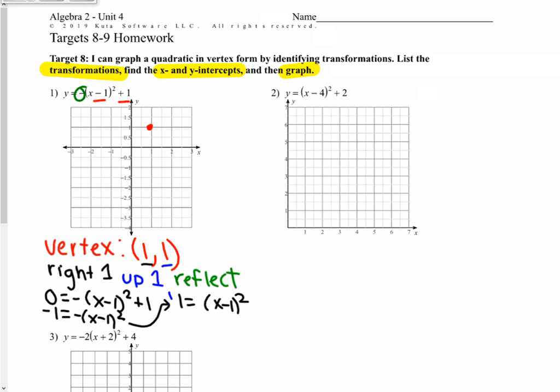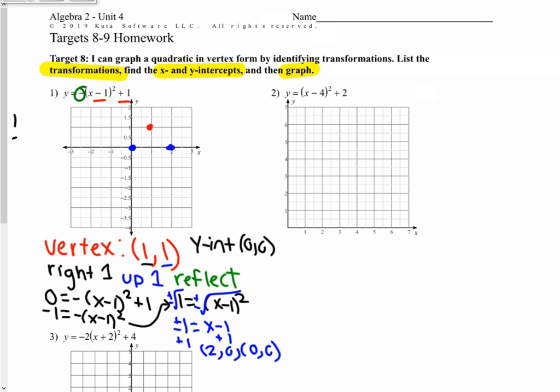I'll take the square root now of both sides. The square root of +1 is just 1. So I have plus or minus 1 equals x minus 1. When I add 1 over, I'm going to get a +2, and I'm going to get 0. So my 2 x-intercepts are going to be at 2, 0, and at 0, 0. For my y-intercept, I always plug in 0 for x, but on here I can see I already found my y-intercept on my graph. 0, 0 is both an x-intercept and a y-intercept, so I know my y-intercept is also at 0, 0.